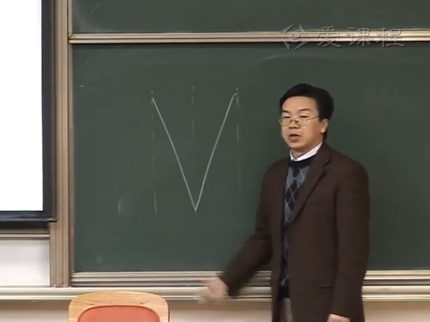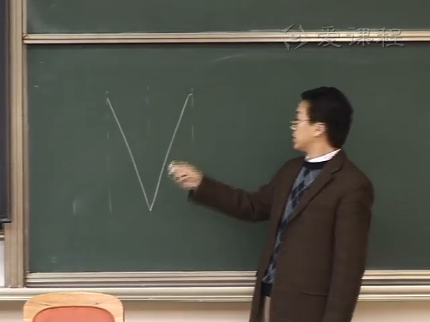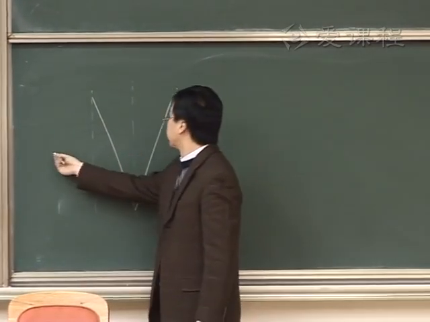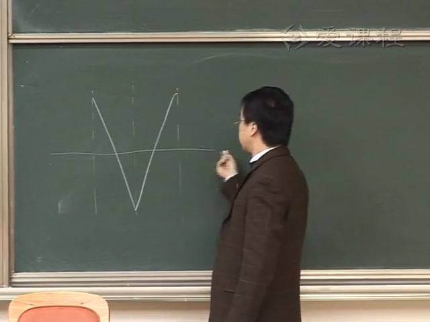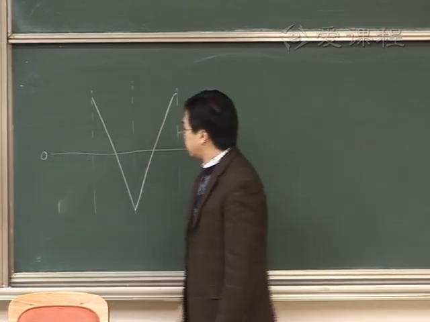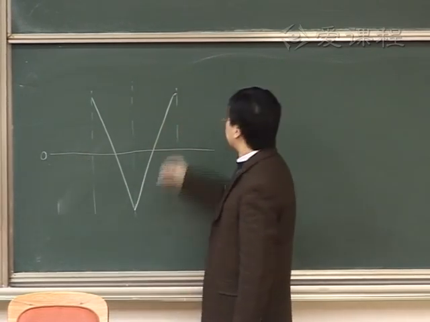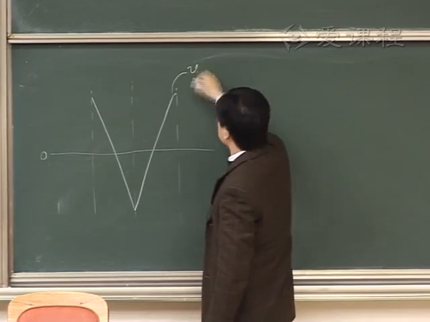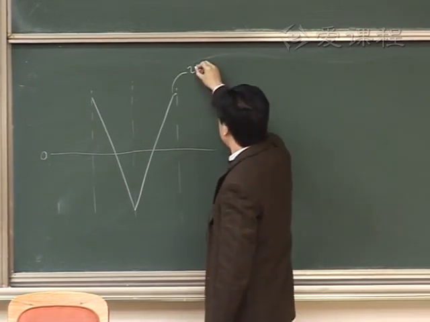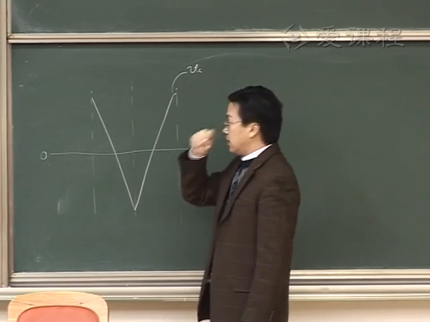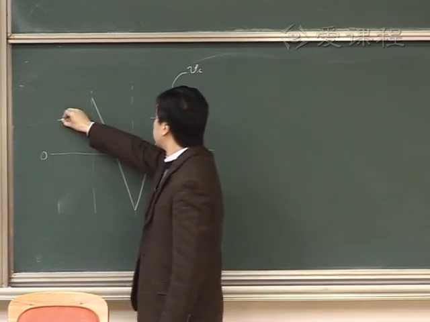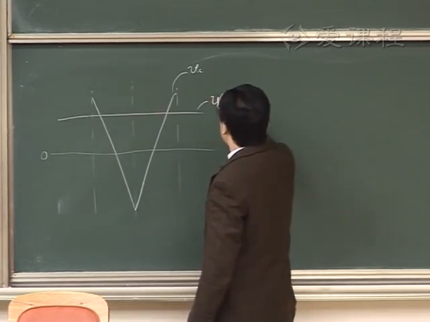One period of triangular wave, bipolar triangular wave. Let's say this is the zero line. This is UC, the carrier triangular wave. And then you have this modulating signal. This is UR.